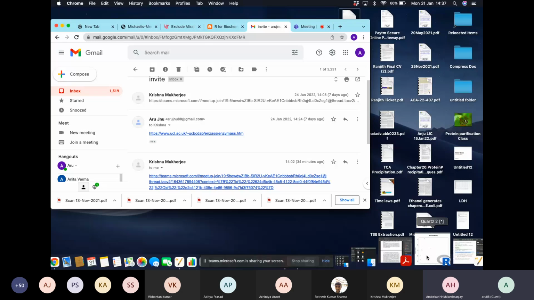I am also running in parallel. Since mine is a Mac system, I am running parallelly on a Windows. So please tell me the values. I am also doing it. So we are choosing enzyme one.